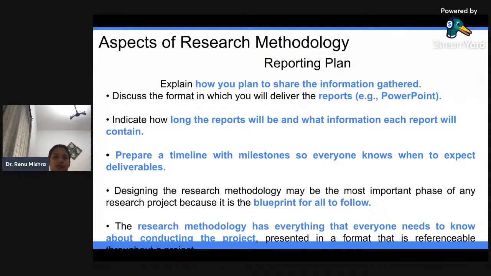So we were JRFs, and we were supposed to give this. That was our university rule. I pursued my PhD from Jamia Hamdard. The university rule was that there were 4 steps in our PhD, and at the end of every step, we needed to give our progress. That's what you understand by a reporting plan. We need to tell our progress, what we have done till now.